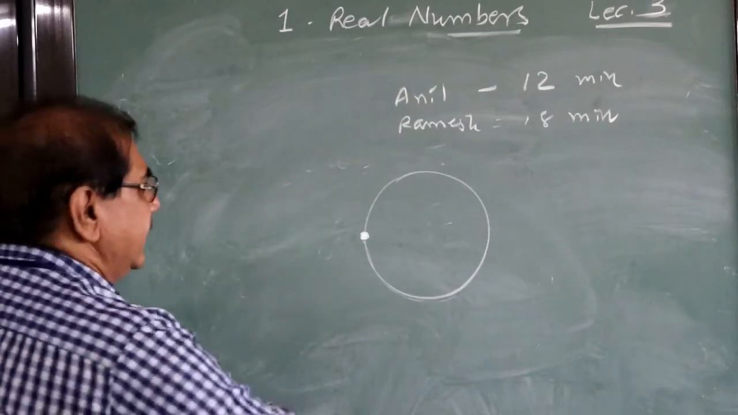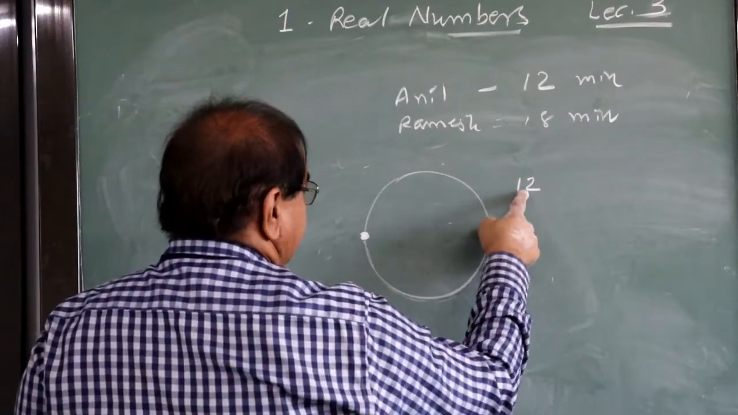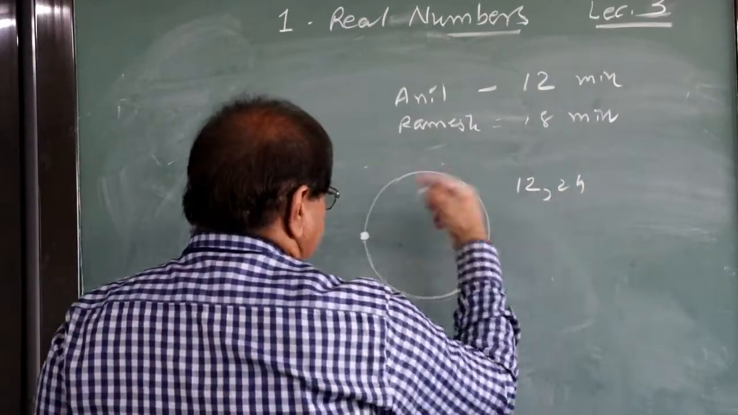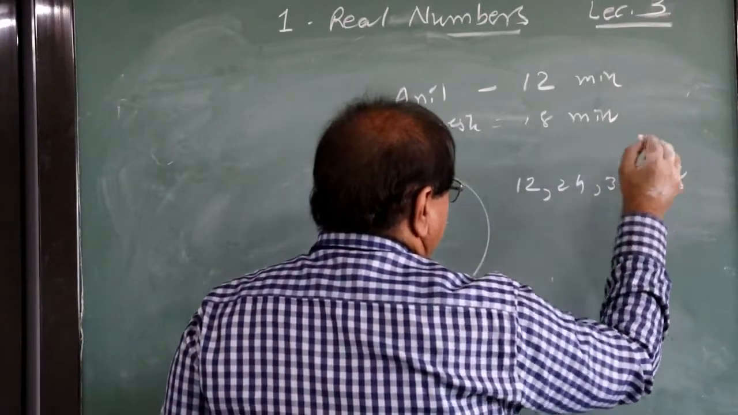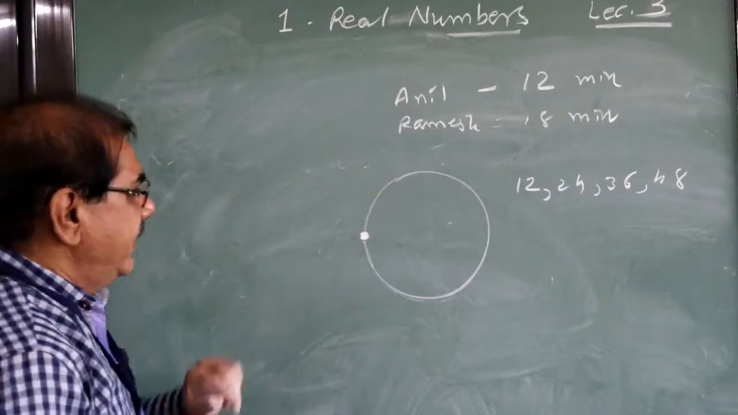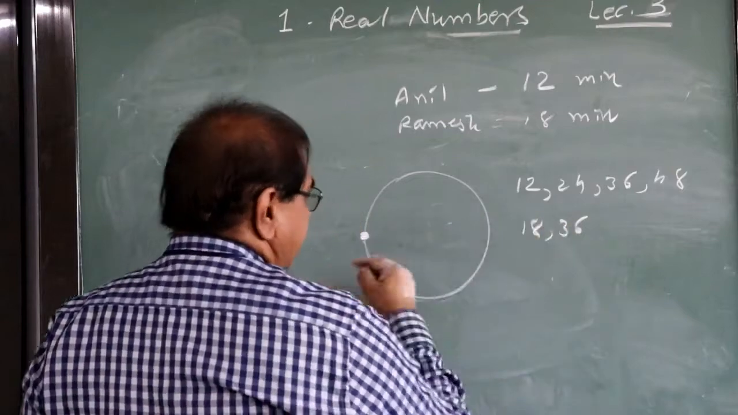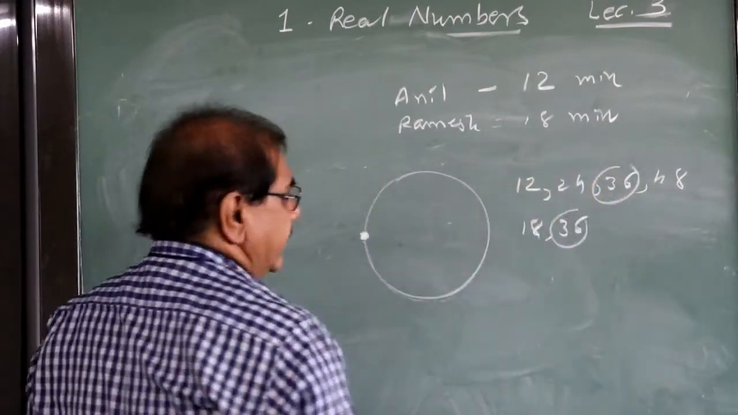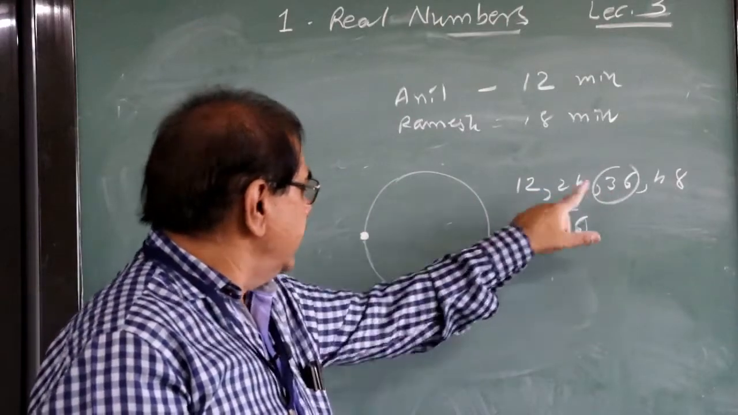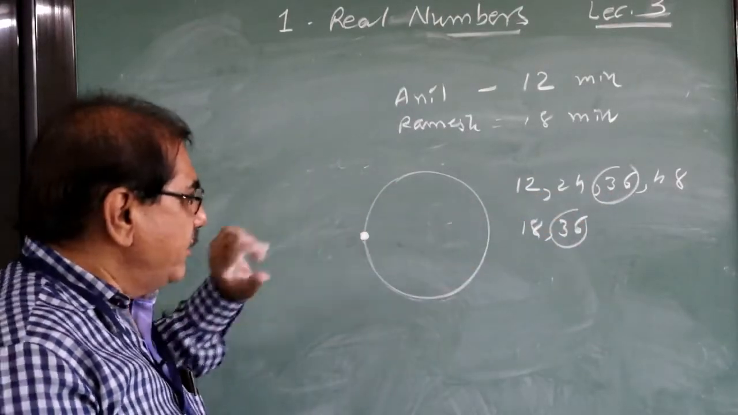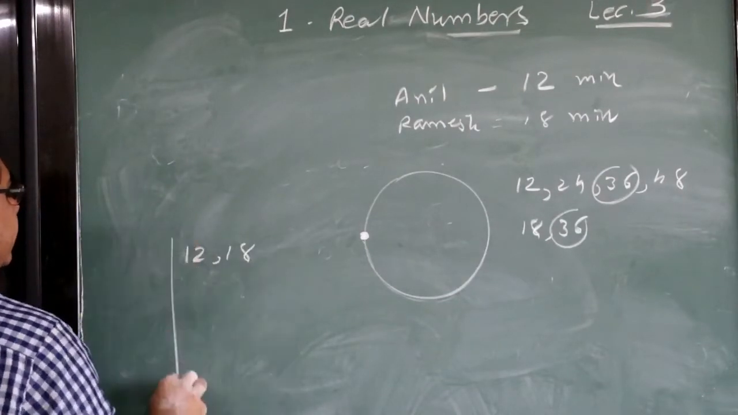So logically we start this way. Anil: one round, 12 minutes; second round, 24 minutes; third round, 36 minutes; fourth round, 48. For Ramesh: 18 in the beginning, 36 in the second. So see, when Anil takes 3 rounds and Ramesh takes 2 rounds, they will be at the same place. How to find it? Ultimately, we find the LCM of 12 and 18.